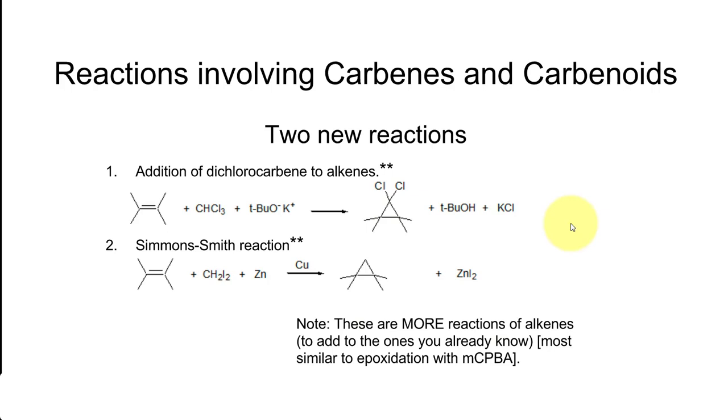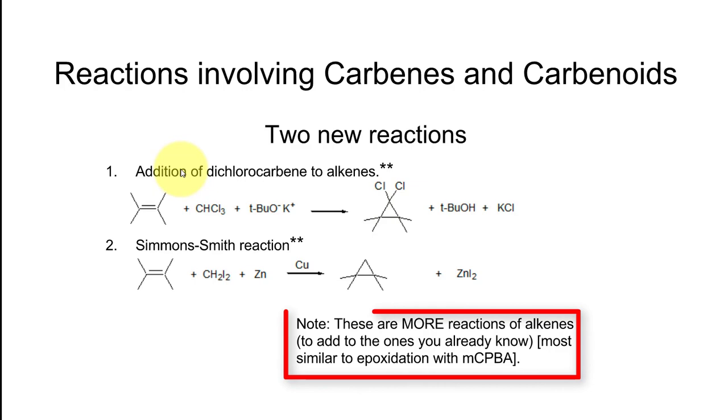Now, let's talk about the 2 reactions in this chapter. The first one we're going to call addition of dichlorocarbene to alkenes. It doesn't have a fancy name. We'll just call it addition of dichlorocarbene to alkenes. Notice that it starts with an alkene, and it adds to the double bond. So this is another reaction of alkenes, another addition reaction that we can now go back into the previous chapter on alkenes and learn about a new way of adding things to the alkene.